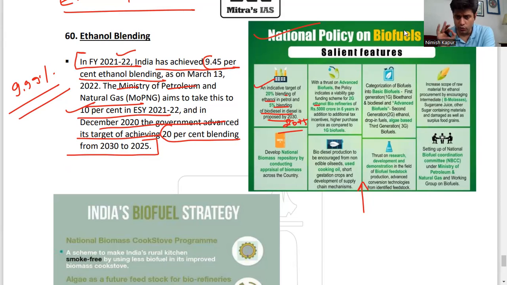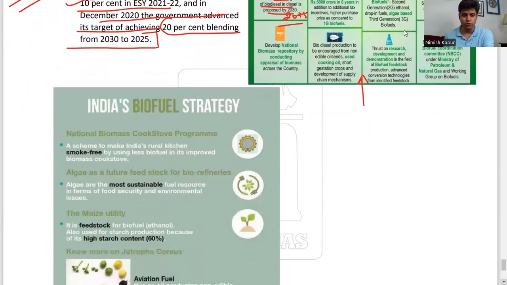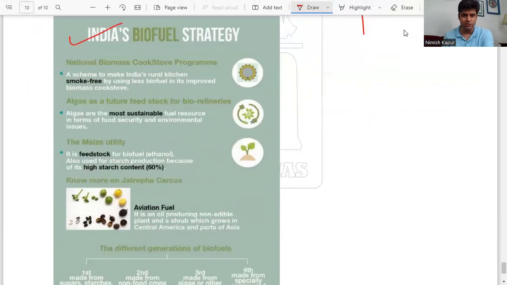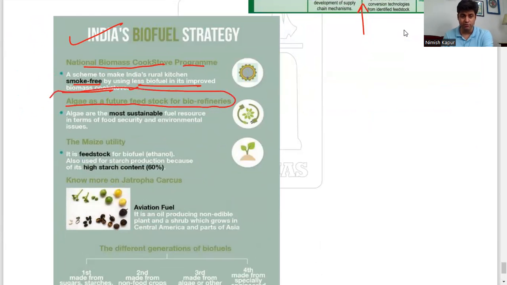You can read into the intricacies of this policy word by word, whatever is given here. One very important part of India's biofuel strategy is the National Biomass Cook Stove Program, a scheme to make India's rural kitchens smoke-free by using an improved biomass cook stove. Algae as a future feedstock for biorefineries will also be there. Algae are the most sustainable fuel source in terms of food security and environmental issues.